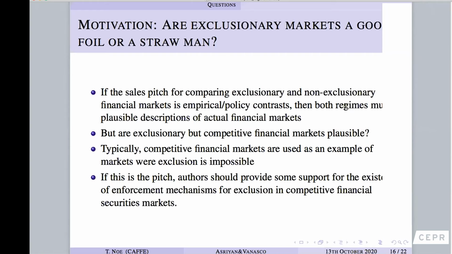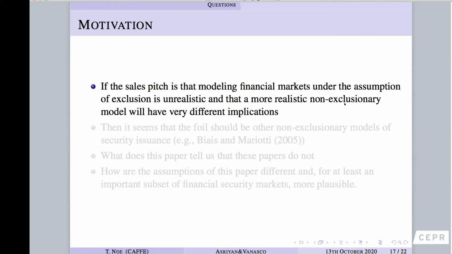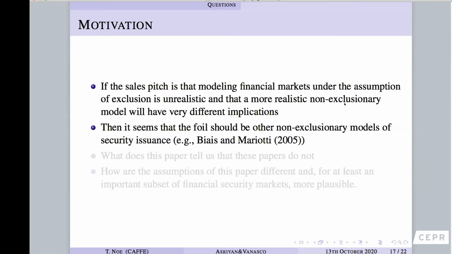This is not the only way to pitch the paper. Hart, for instance, wrote a paper on the inalienability of human capital, but he wasn't trying to compare a slavery regime with a non-slavery regime and look at policy implications. He was saying the standard model is unrealistic, ours is more plausible, and here's the reason why. But it would seem like you should spend more time comparing with the other non-exclusionary models of security issuance and tell us what the differences are.